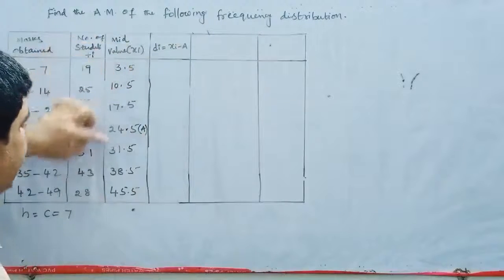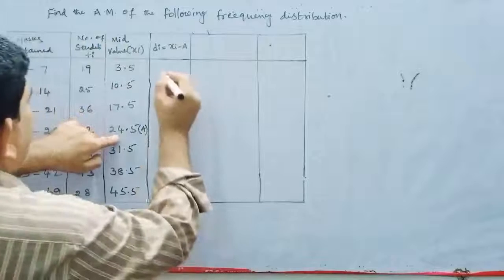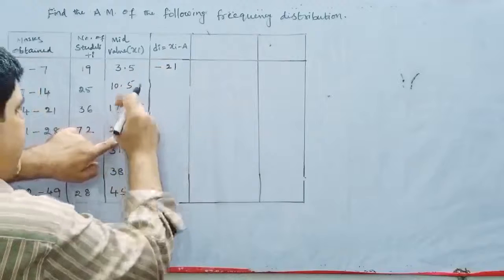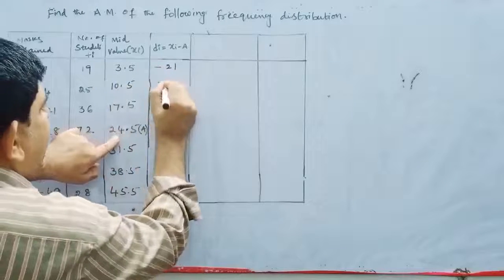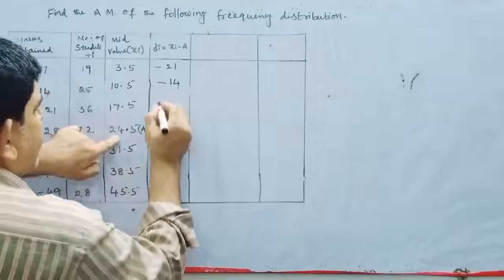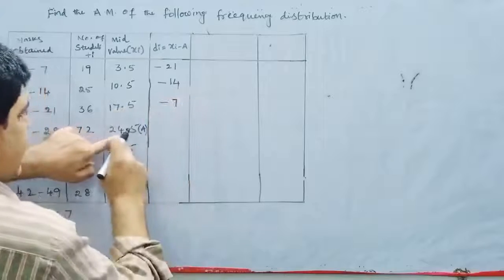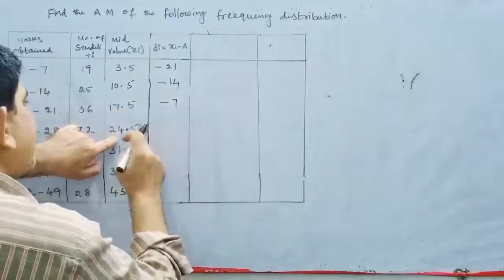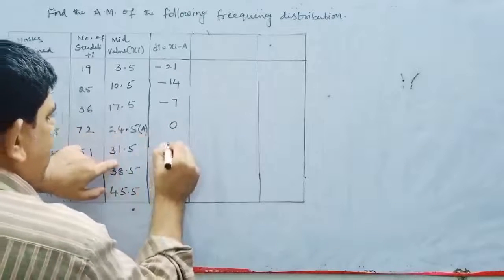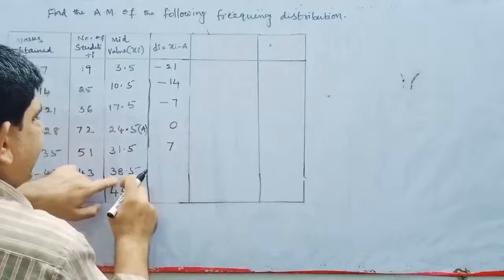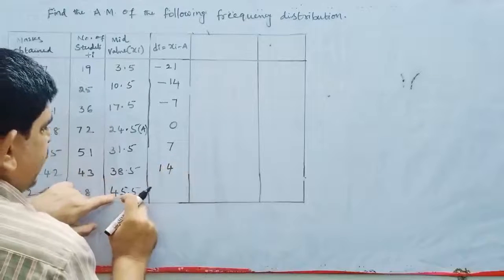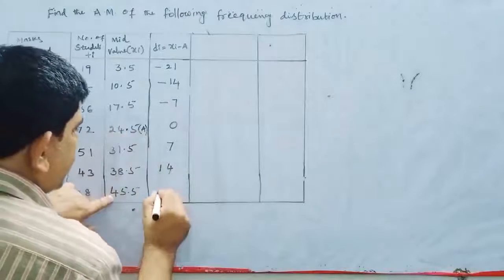Now xi minus a. So 3.5 minus 24.5, that is minus 21. Next one, 10.5 minus 24.5, minus 14. Next 17.5 minus 24.5 is minus 7. Next 24.5 minus 24.5 itself is 0. Next 31.5 minus 24.5 is 7. Next 38.5 minus 24.5, 14. Next 45.5 minus 24.5 is 21.